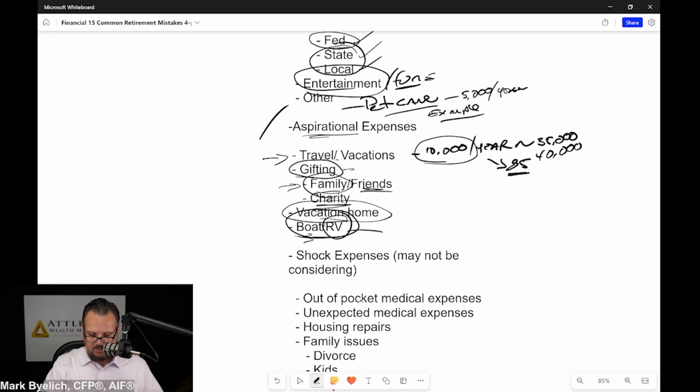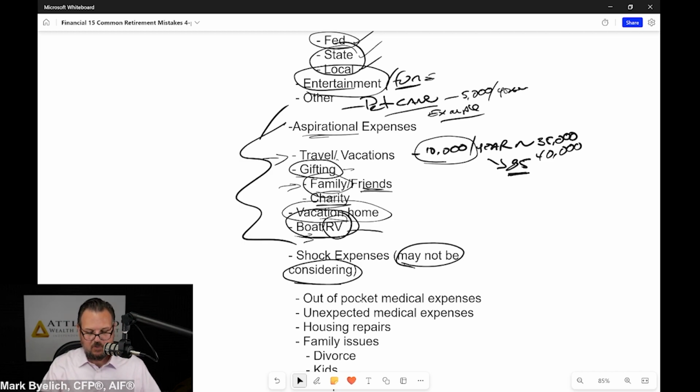Now, these are the big ones that most people are not considering. Really honestly, very, very few financial advisors are going to forget aspirational expenses because they're exciting. Well, tell me about the travel you want to do. Tell me about the vacations that you want to take, because that puts you in an excited, thoughtful and dreamy mood. What kind of gifting would you like to do for your friends and family? So these are all really positive things.